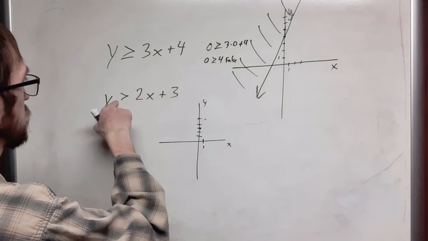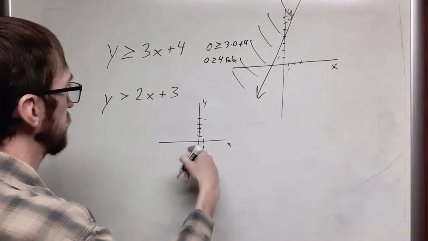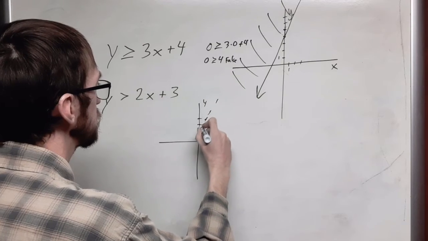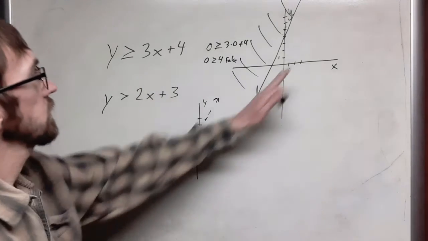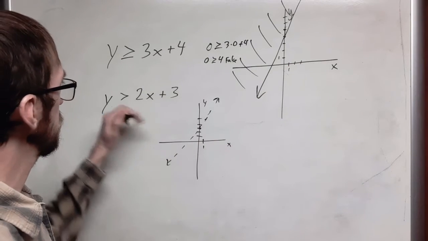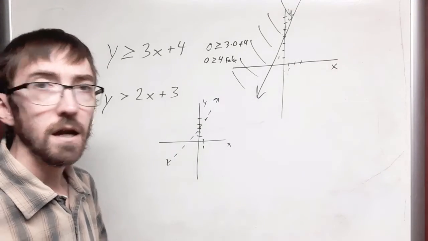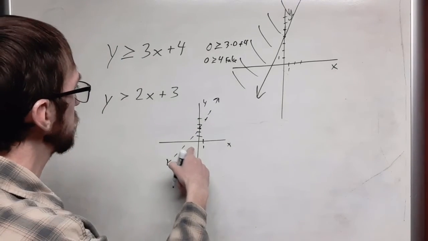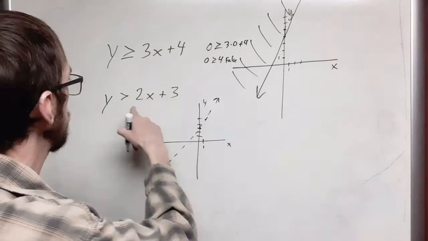Since this is strictly greater than and not greater than or equal to, to indicate that in my graph, I am going to use a dotted line here. So that's the difference. Solid line for the greater than or equal to, dotted line for something that is strictly greater than. And then again, I'm going to choose a test point and plug it into here. I'm going to use the origin again, plug that in.